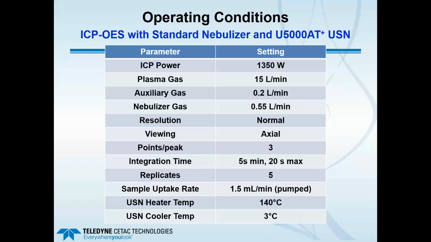But all of the other conditions, ICP power, plasma gas, auxiliary gas, resolution, integration times, sample uptake rate, all remain pretty much the same. So typically, only the nebulizer gas may have to be adjusted, which is easily done and then saved in a method in the computer software.